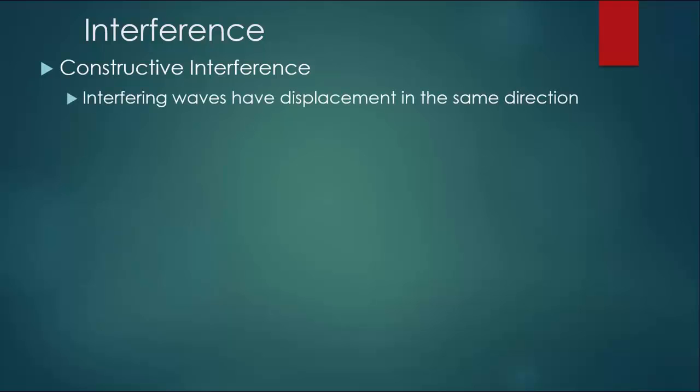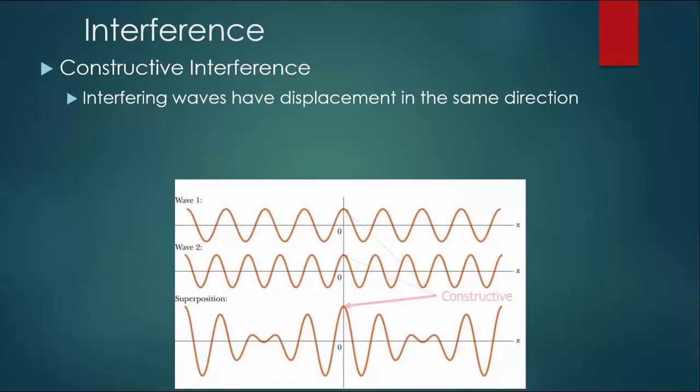We've just observed both types of interference. The first type was called constructive interference. This is when the interfering waves have displacement in the same direction. You can see in this diagram that wave 1 and wave 2 have displacement in the same direction right here. This results in constructive interference. Think of constructive as like building something bigger and bigger.